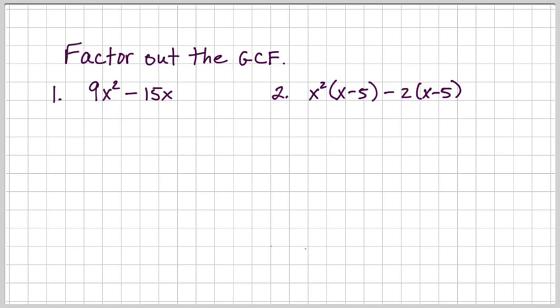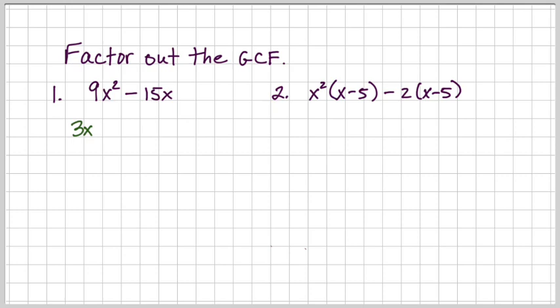On number one, we have 9x squared minus 15x. If you look at those two terms, we're looking for the greatest common factor. Well, for 9 and 15, that would be 3. And notice 9x squared has two factors of x, and 15x has 1. So they have one factor of x in common, and so our GCF is 3x.